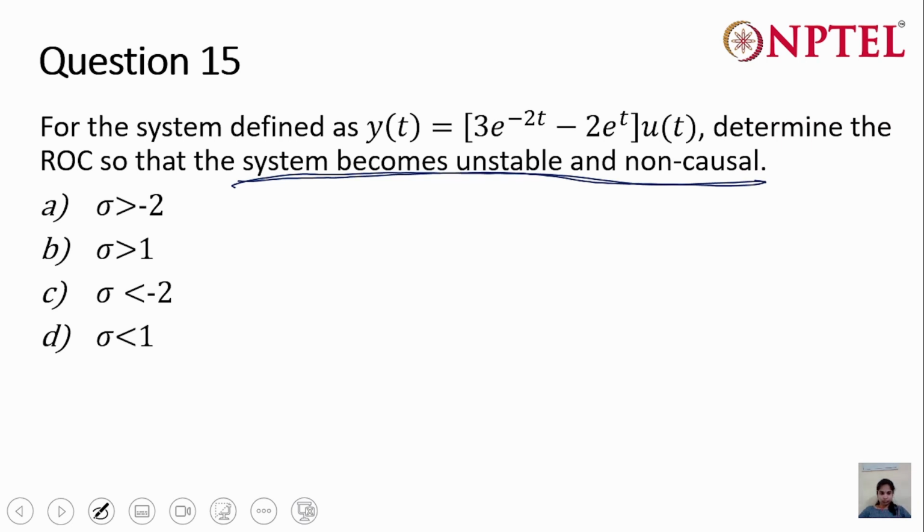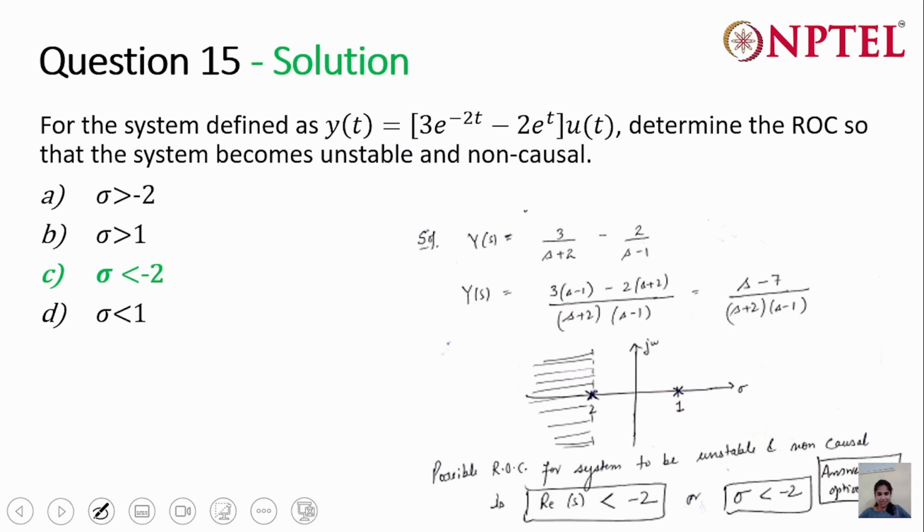Sigma greater than minus 2. Sorry, sigma greater than 1. Okay, Option B. I'm just giving one more minute for this. Sigma less than minus 2, ma'am. Yes, that's the thing. Option C, ma'am.